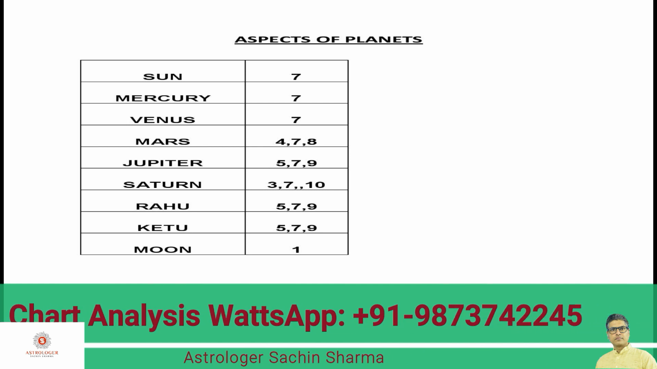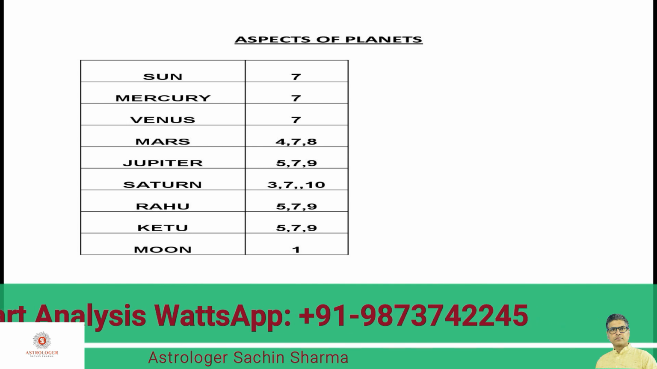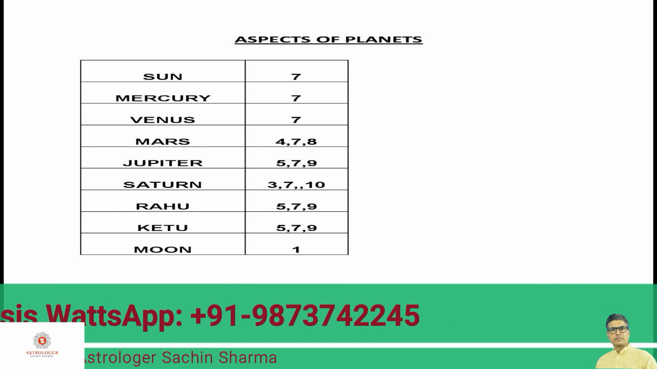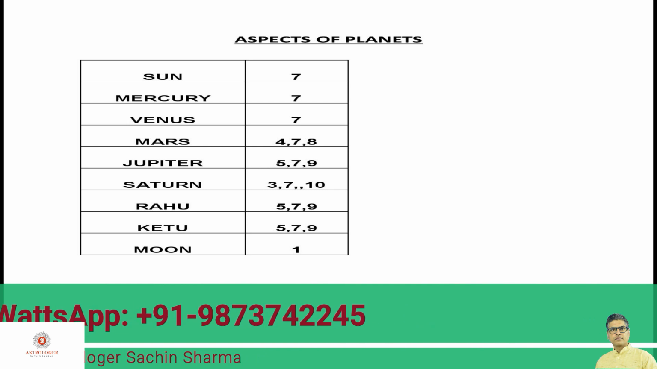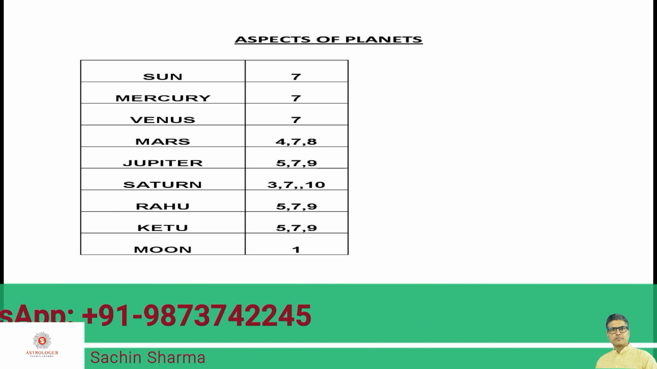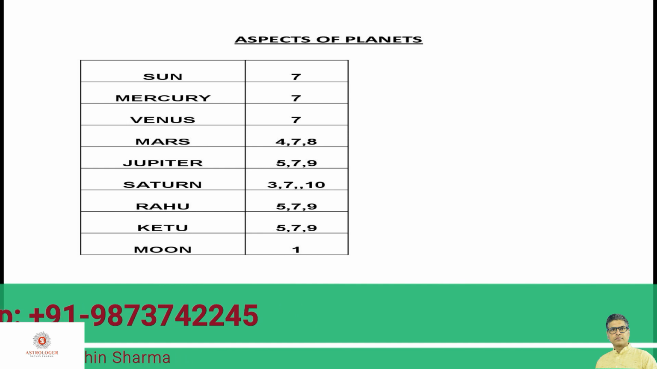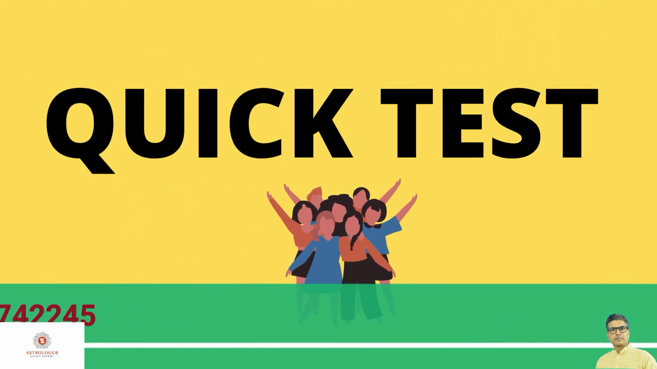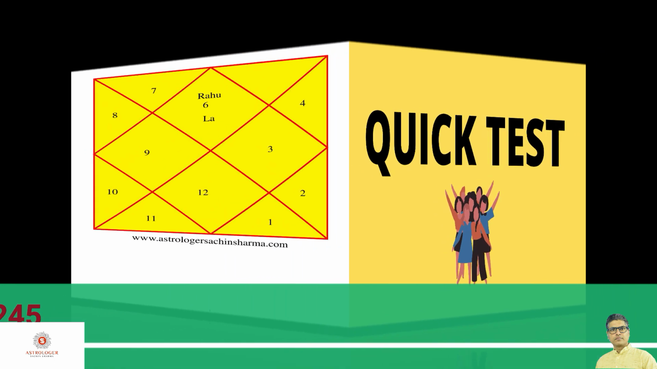Saturn will aspect on the 7th house, the 3rd house and the 10th house. Venus will only aspect the 7th house and Mercury will also aspect only the 7th house. So this table is very important for you. You can just write down somewhere and let us begin our test on this concept.